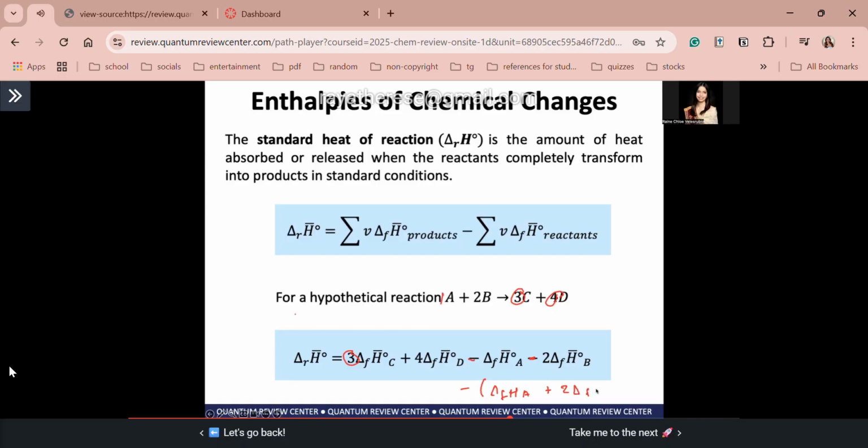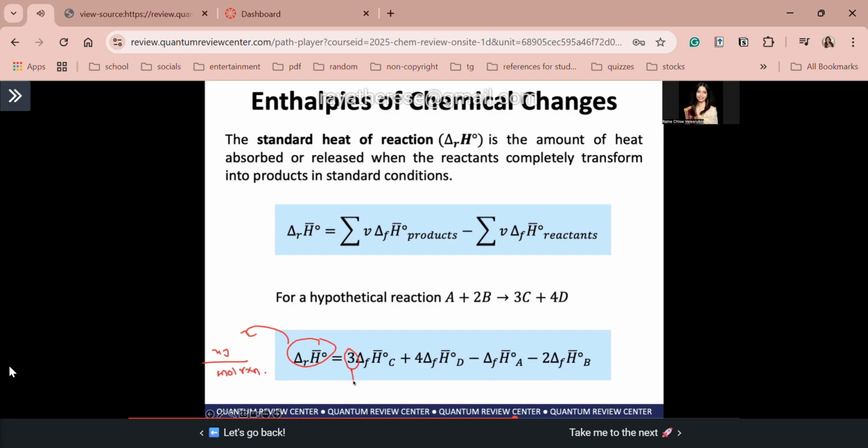Plus 2 delta FHB. Pero dinistribute ko na lang yung minus sign para madali niyong makita, okay? So this is how you calculate for the standard heat of reaction. Also, guys, I want you to take note of this. Pag sinabing delta RH naught, yung standard heat of reaction, yung units niya is in kilojoules per mole reaction.